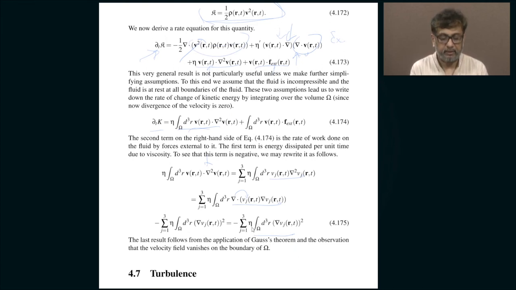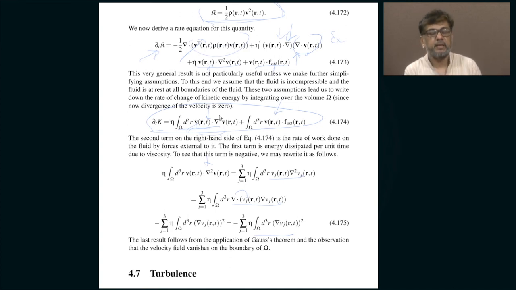So, the bottom line is that this equation has the interpretation that this term is the work done on the fluid due to the external forces. And this is the rate at which the energy is dissipated per unit time due to viscosity. In fact, you can convince yourself that this term is negative, if you integrate by parts. So, it is the energy being dissipated due to viscosity.